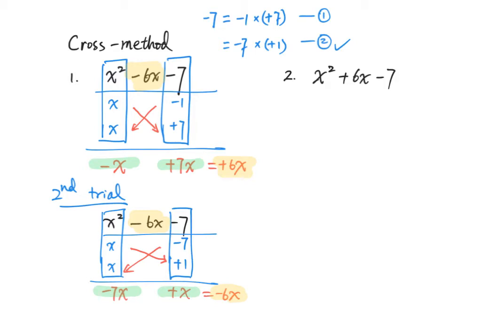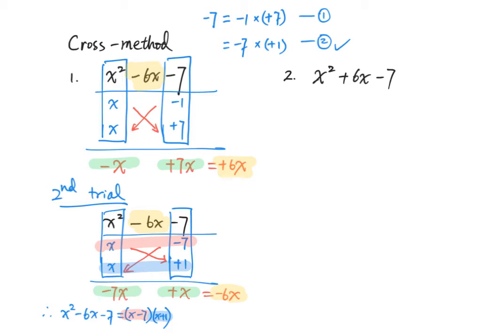Then we can write down our answer. Therefore, x squared minus 6x minus 7 equals x minus 7 times x plus 1. Okay, so how to write these two brackets? Just look at x minus 7, which is this one, and x plus 1 is this one. Okay, so that's it for the first question.